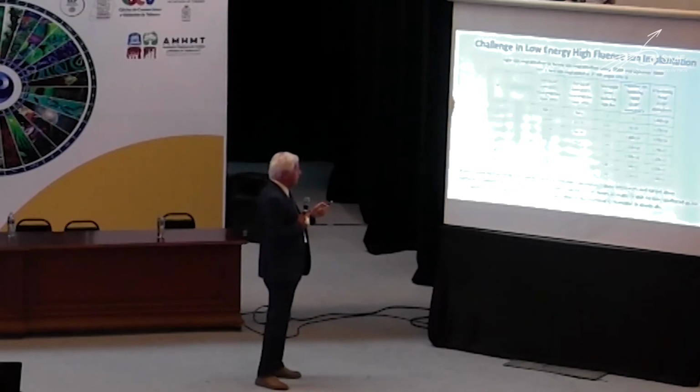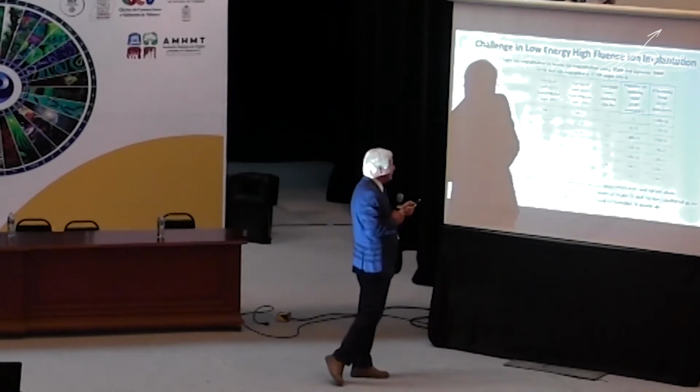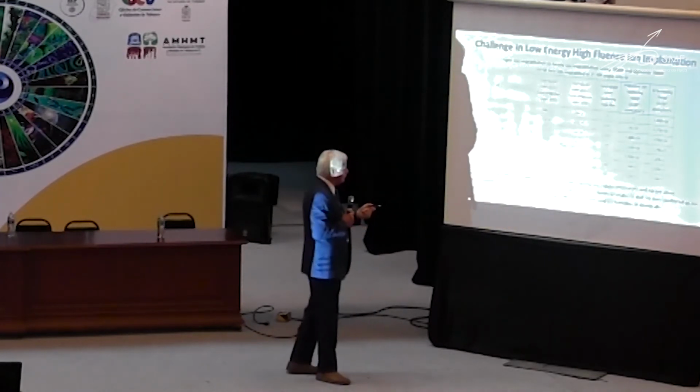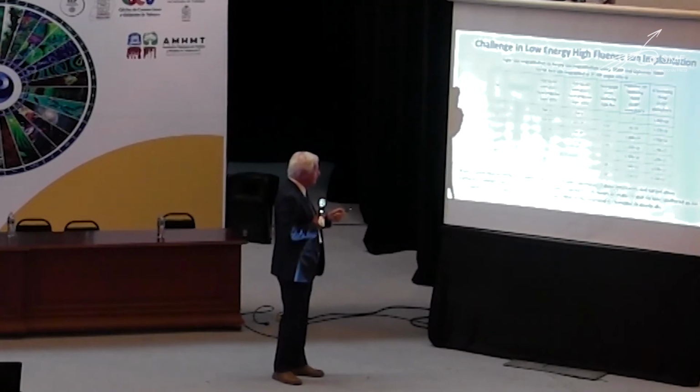Turns out we found out that you can get about 2 times 10 to the 17, I believe it is, I can't read it, atoms per square centimeter. And the range of those is like, for gold it's 20 nanometers. For silicon it's like 80 nanometers. For this 2 times 10 to the 17 at 50 keV.